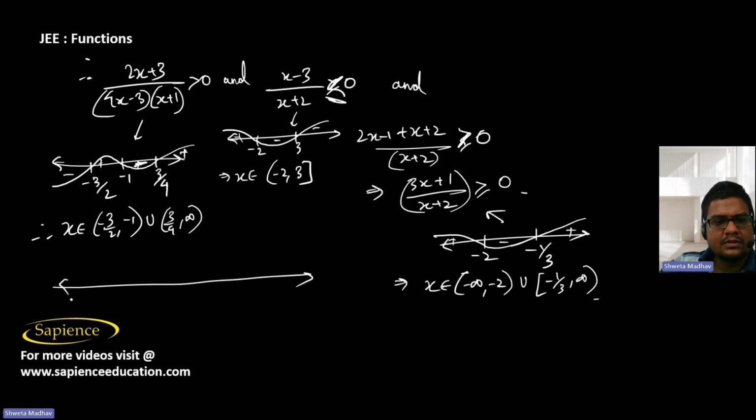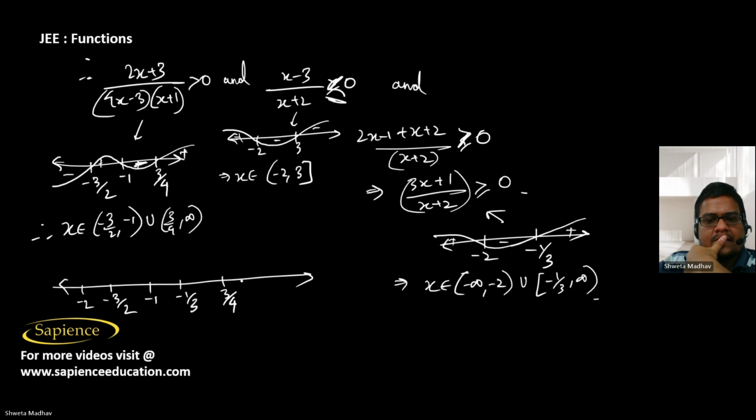So one is, this is minus 3 by 2, this is minus 2, this is minus 1. Okay, this is minus 1 by 3. Then we have, this is 3 by 4. Minus 2, and this is 3. So one solution set is from minus 3 by 2 to minus 1, and 3 by 4 to infinity. So this is from minus infinity to infinity.